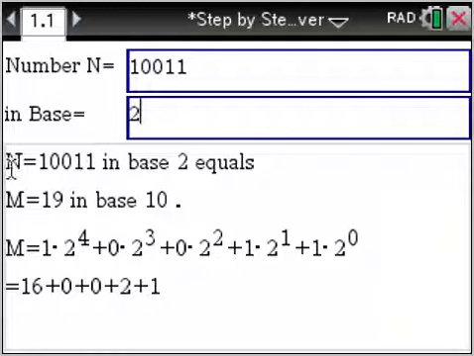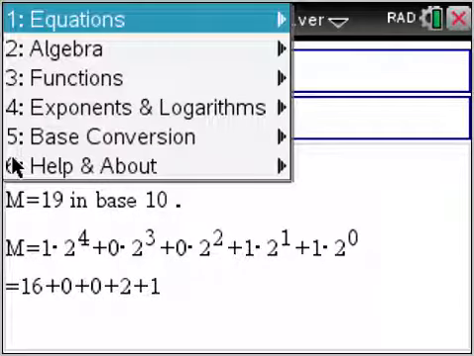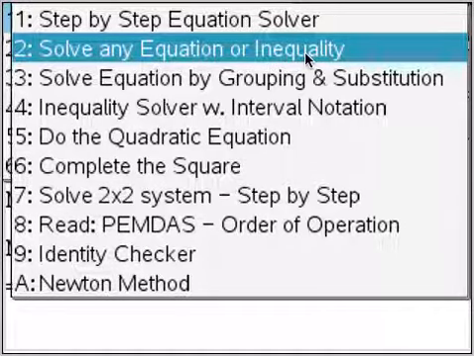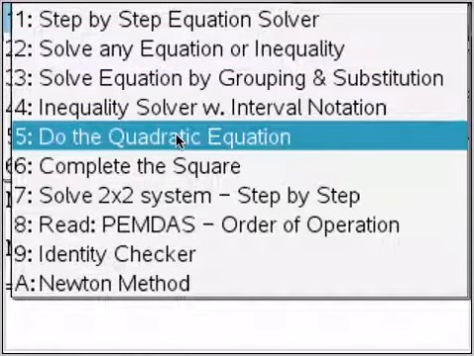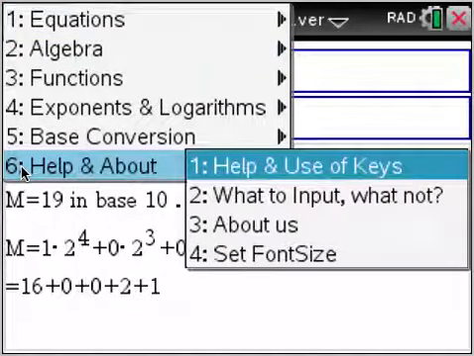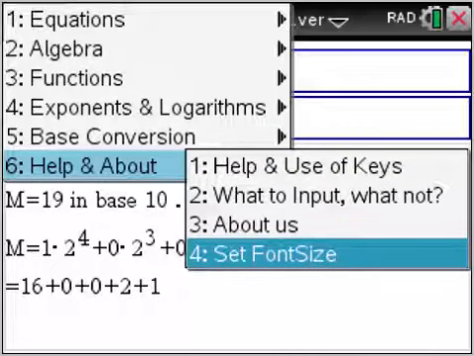Final answer, done. So this app is really just for equation solving, inequality solving, as we see over here, complete the square, do a quadratic equation. This is all for solving equations, algebra, functions, exponents and logarithms, base conversion. Of course, if you need help, we are always here for you. We are your best friend, and you can go to the help about section, and we have sections where you can go to.